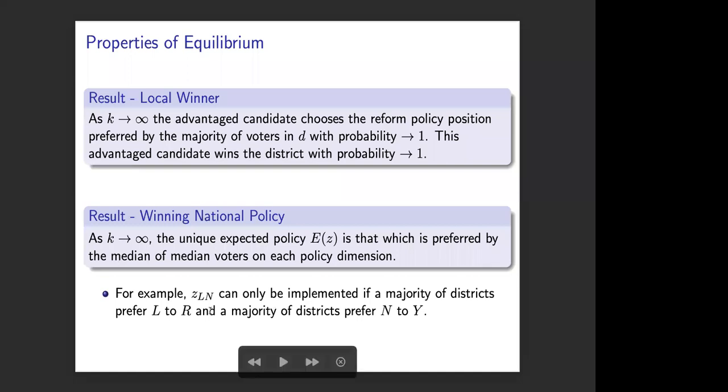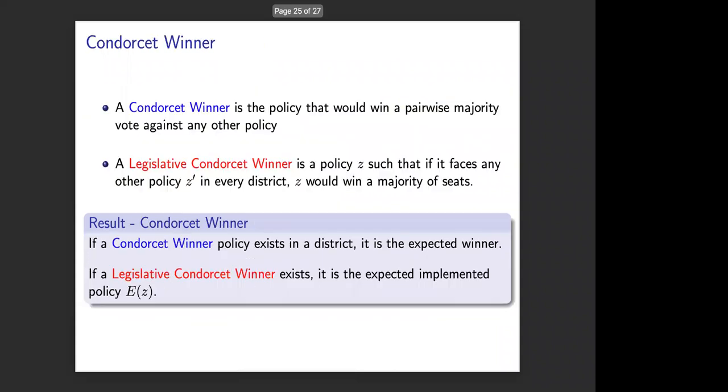So for example, the policy ZLN can only be implemented if a majority of districts prefer left to right and a majority prefer no to yes. Okay, so far so good news. Here's another little bit of good news.